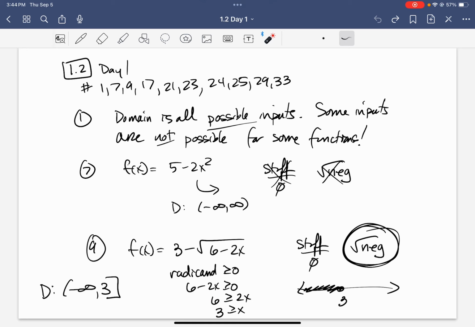So what does that mean? That means I can draw my picture and you're allowed to either be 3 or be less than it. And when we look at interval notation, that means you can go all the way up to 3 and go down as far as you want. Right, so that's 9.